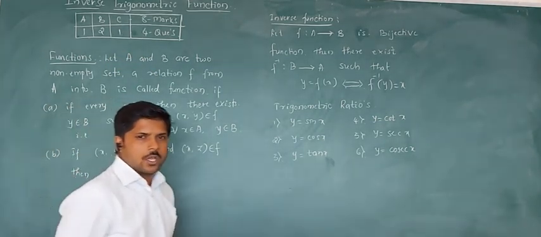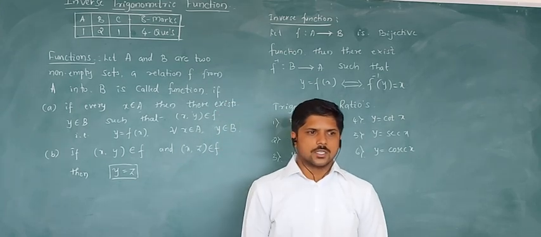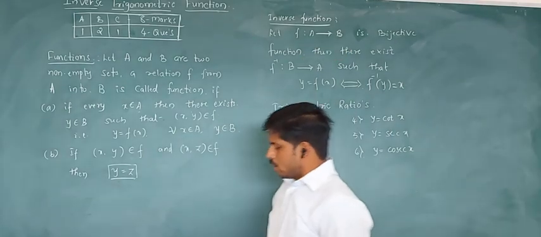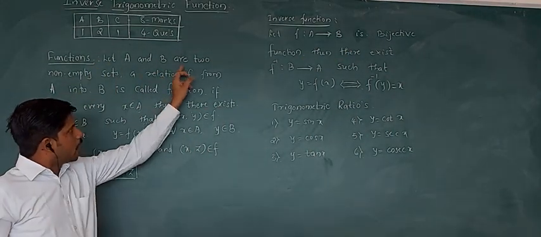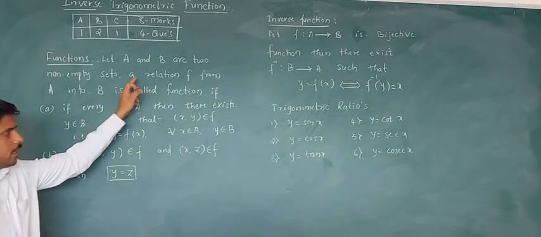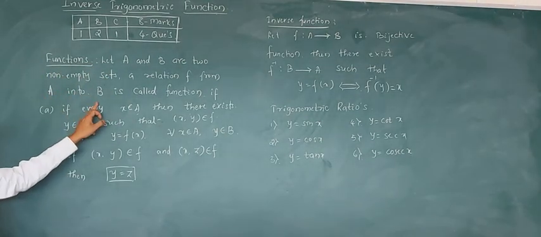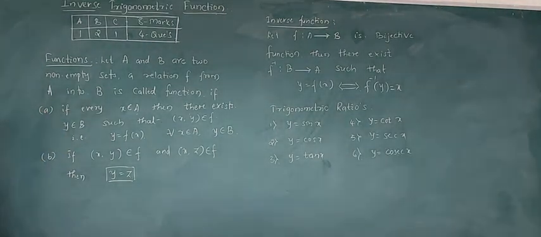Before starting inverse trigonometric functions, first we recall some of the basic definitions, that is functions and also inverse functions. We know what a function is. Consider A and B are two non-empty sets. A relation f from set A into set B is called a function if these two conditions are satisfied.